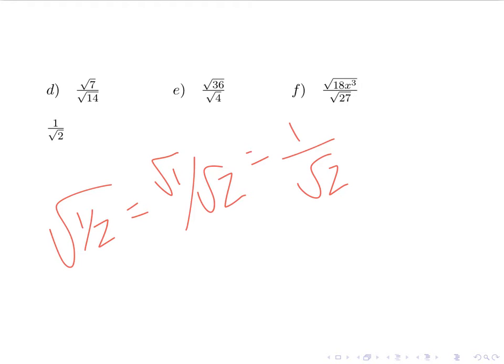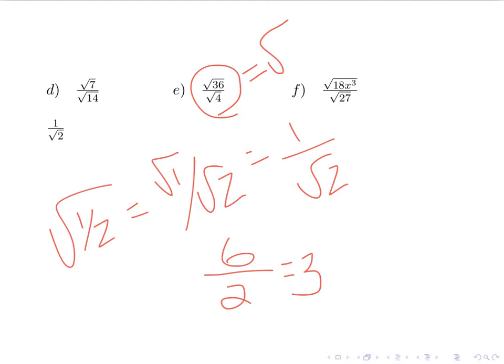For my second one, again, I could do one of two things. I could either square root both of them. They are both perfect squares. Right, root 36 is 6, root 4 is 2, and then 6 divided by 2 is 3. Or I could divide and then square root. If I divide first, 36 divided by 4 is 9, and the square root of 9 is also 3. So in either case, we're going to get 3.